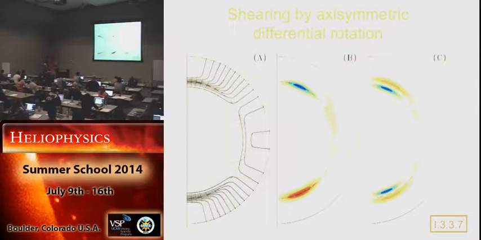And if you take a dipole and you let it shear by such a differential rotation, you get a toroidal field that is anti-symmetric about the equator, which is what observations tend to indicate. So this is basically an important part of the dynamo process in the model that you'll be using.